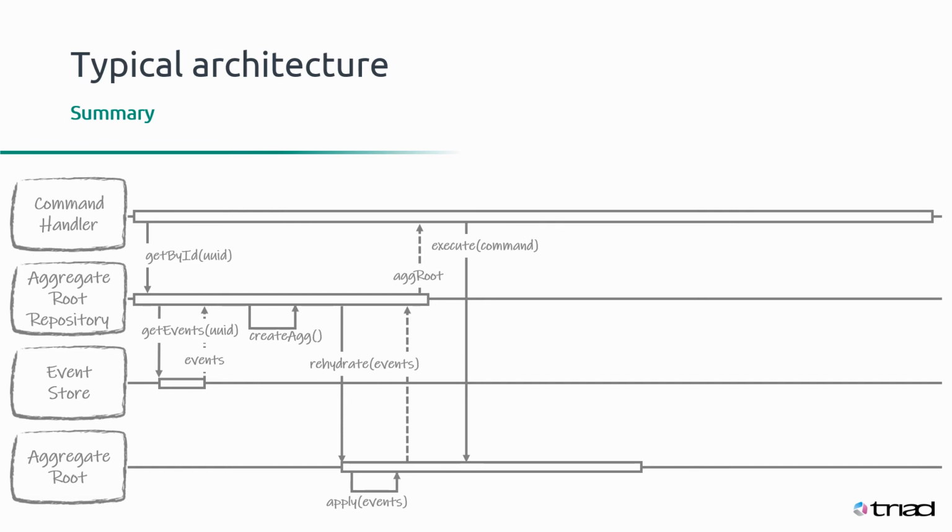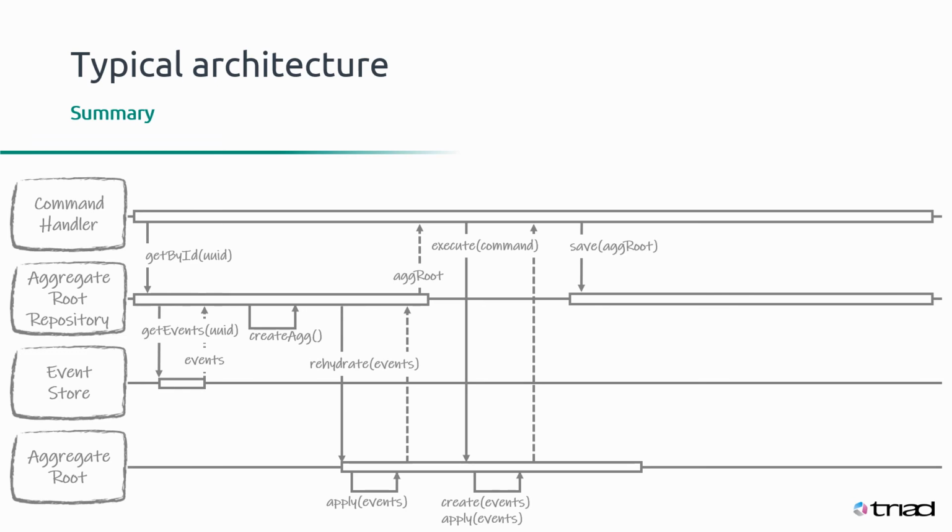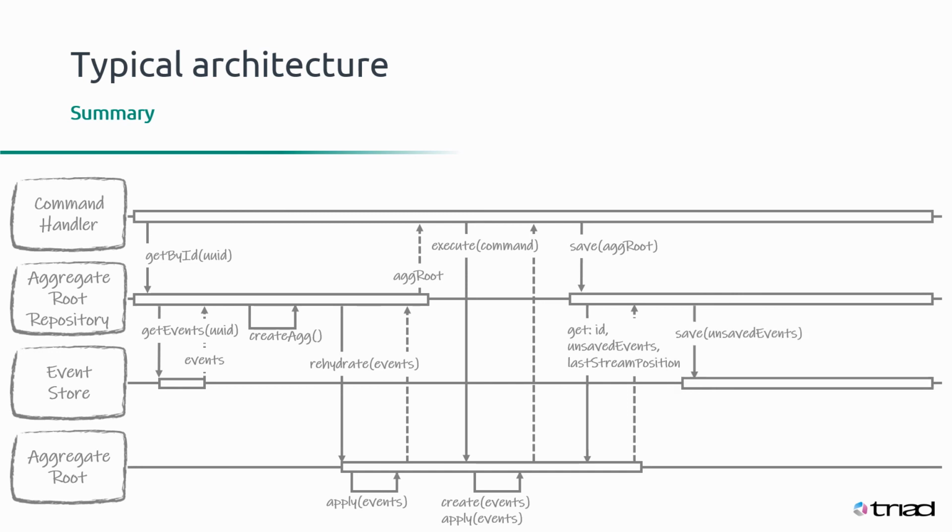The command handler then sends the new command to the aggregate route, and then based on the business logic, the aggregate route creates new events and applies those events to itself to mutate its state. The command handler then saves the updated aggregate route by calling the aggregate route repository. From that aggregate route, the aggregate route repository gets the ID of the aggregate route, any unsaved events or new events, and the last known position in the event store stream.